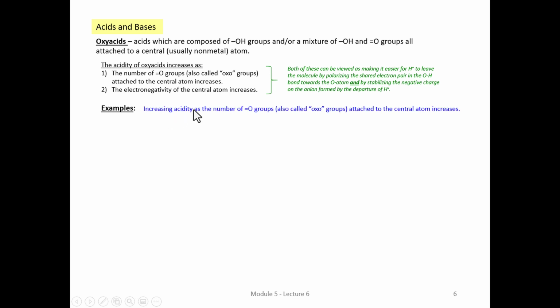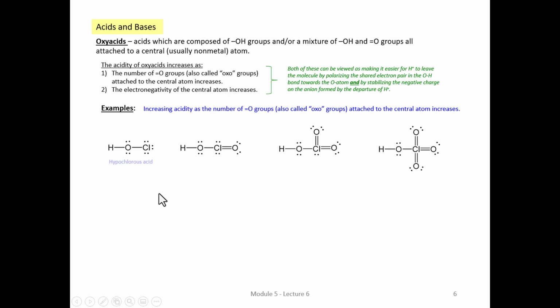Let's look at the increasing acidity as the number of oxo groups attached to the central atom increases. We're going to look at a series of related oxo acids or oxyacids. This is hypochlorous acid. This is chlorous acid. This is chloric acid. And this is perchloric acid. Hypochlorous acid is very weak. Chlorous acid is one of the stronger weak acids. Chloric acid is considered a strong acid, and perchloric acid is considered a very strong acid.